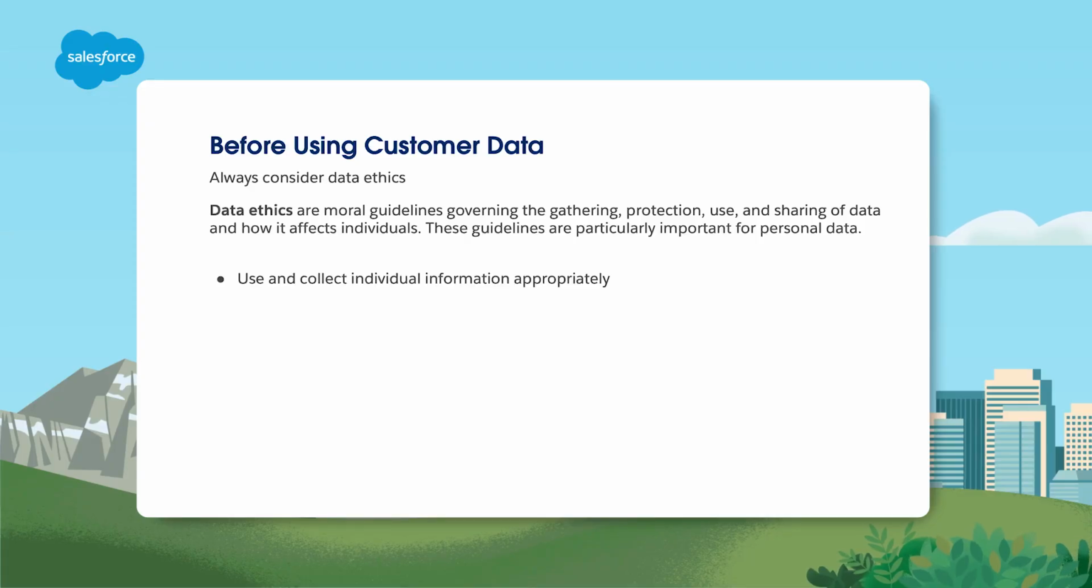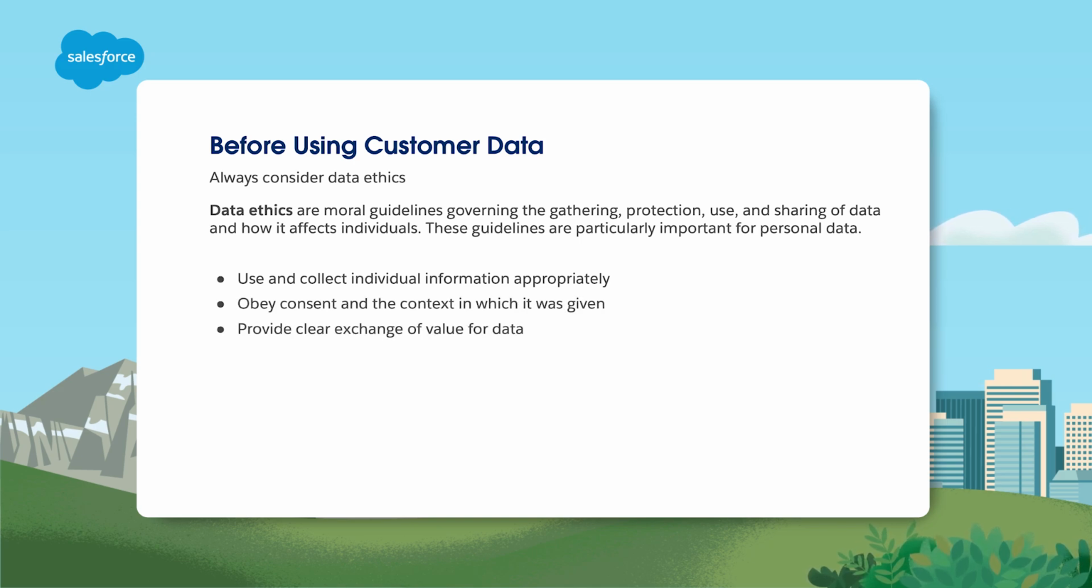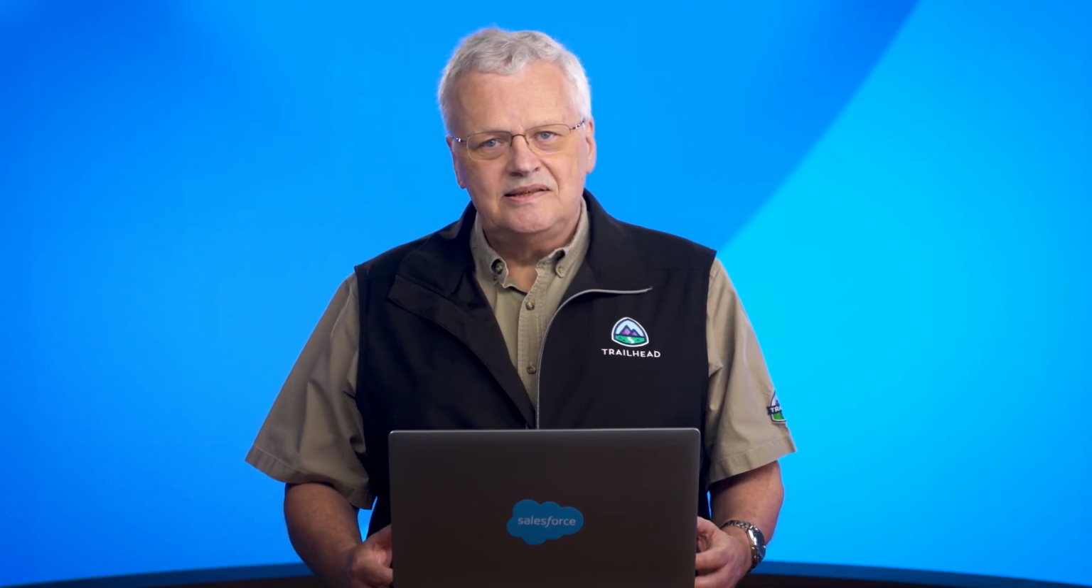When using data in Data Cloud, be sure to obey consent and the context in which it was given. Provide clear exchange of value for data, treat sensitive data carefully, and collect and use only what's necessary. With proper data ethics in mind, start identifying the sources of data needed for your Data Cloud requirements.